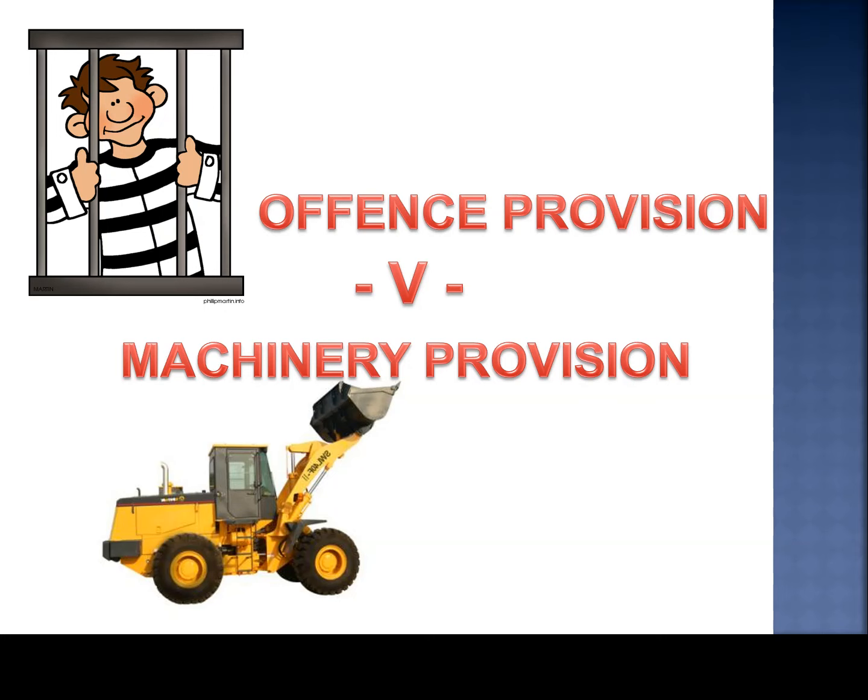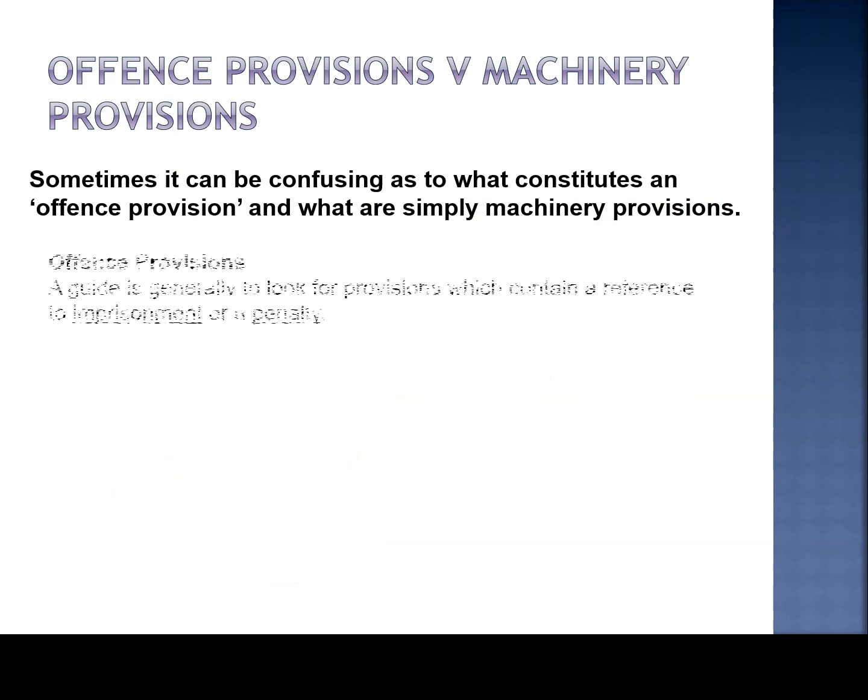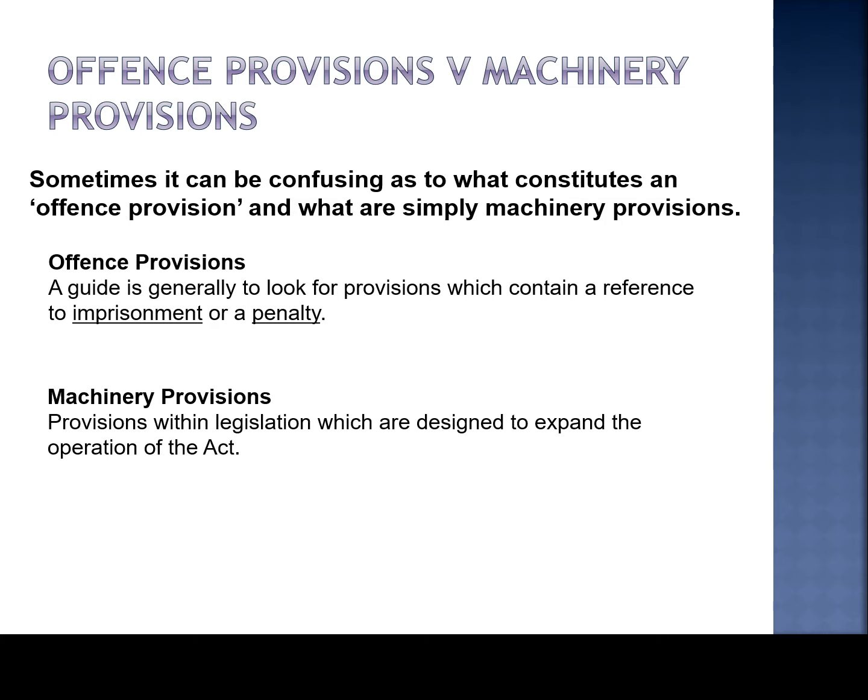We have offence provisions and machinery provisions. So question 7 relates to this. Offence provisions. As a general guide, offence provisions are provisions which contain reference to an imprisonment or a penalty. They are the definitions of the wrongdoings in the legislation. Machinery provisions are provisions within the legislation designed to expand on the operation of the Act.